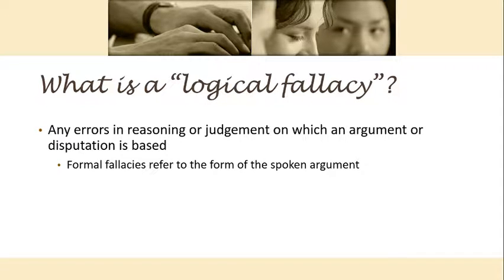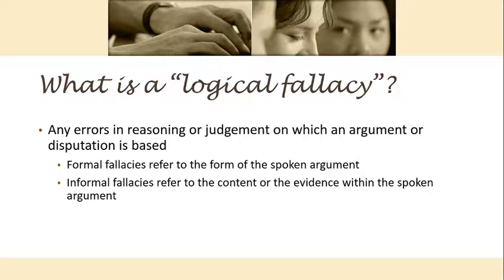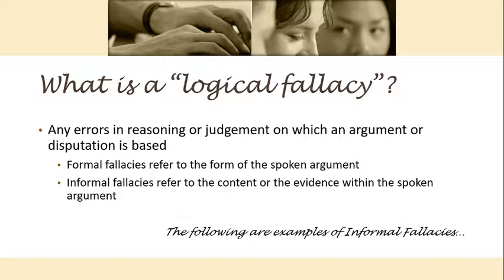There are two different types of logical fallacies. There are the formal fallacies, which refer to the form of the spoken argument. And there are also informal fallacies, which are most common. And the informal fallacies are the ones that have to do with the content or the evidence itself that is within your spoken argument. And the examples that I have are from a list. You can find a list online of the different types of informal fallacies that exist. And I'm only going to talk about three of them.